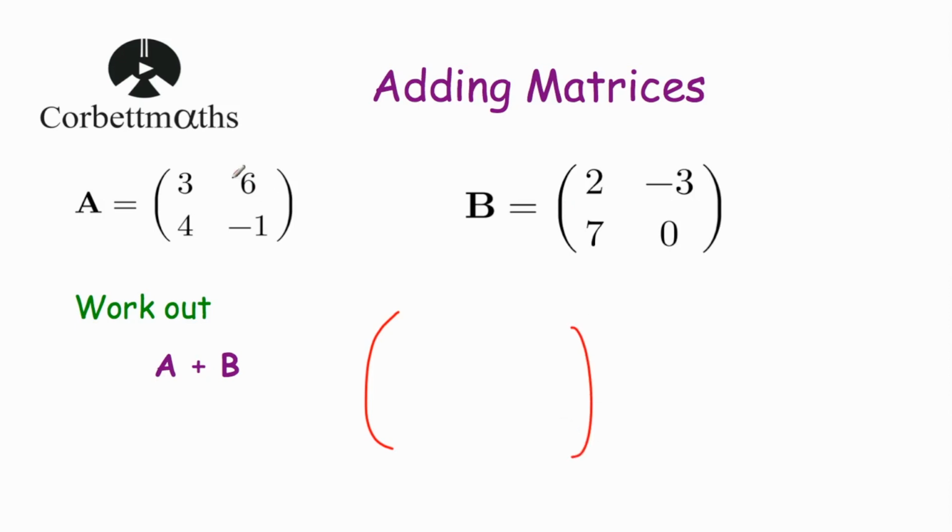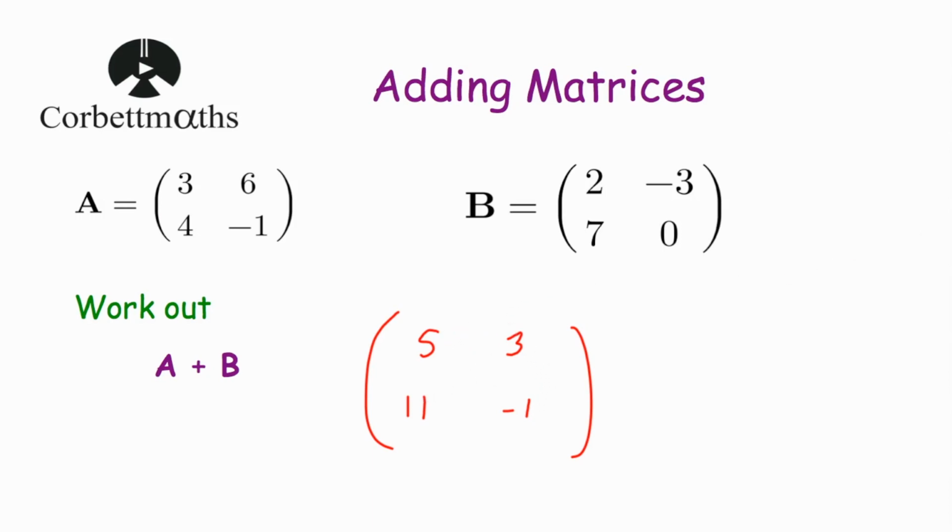So to add them together, we'll add the top left, so that's going to be 3 plus 2, and 3 plus 2 is 5. We'll add the top right, so we're going to do 6 plus -3, and because we're adding a negative, it's going to go down, so we're going to do 6 take away 3, which is 3. And then the bottom left element here would be 4 plus 7, and 4 plus 7 is equal to 11. And finally, we've got -1 plus 0, and -1 plus 0 would be -1. So our answer would be 5, 3, 11, -1, and that's it.